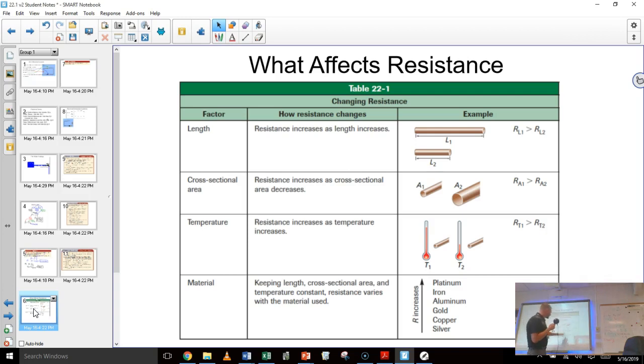And then again, what type of material? So we talked about in static electricity, what makes good conductors, with copper and gold. You know, platinum has more resistance than copper and silver. Those are good conductors, I mean.